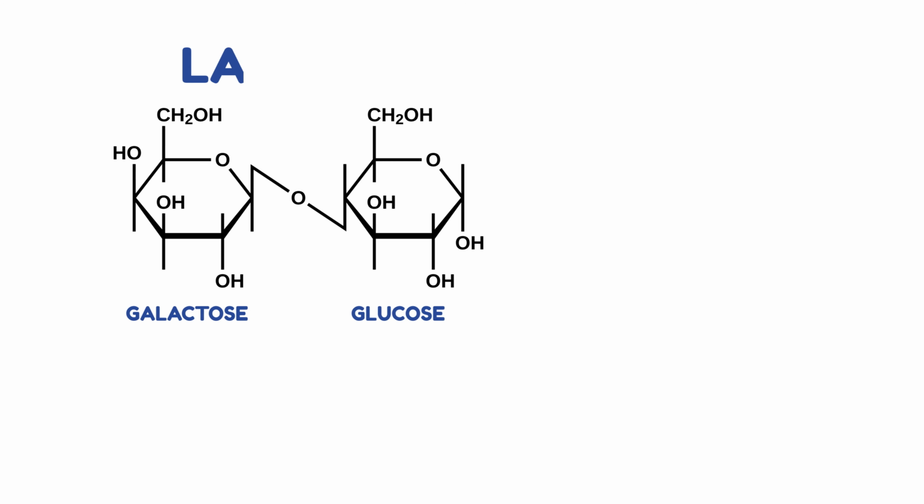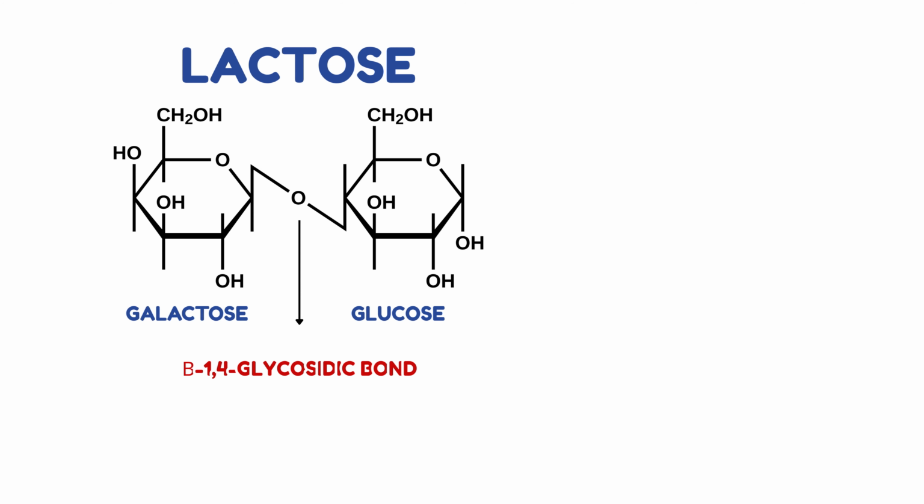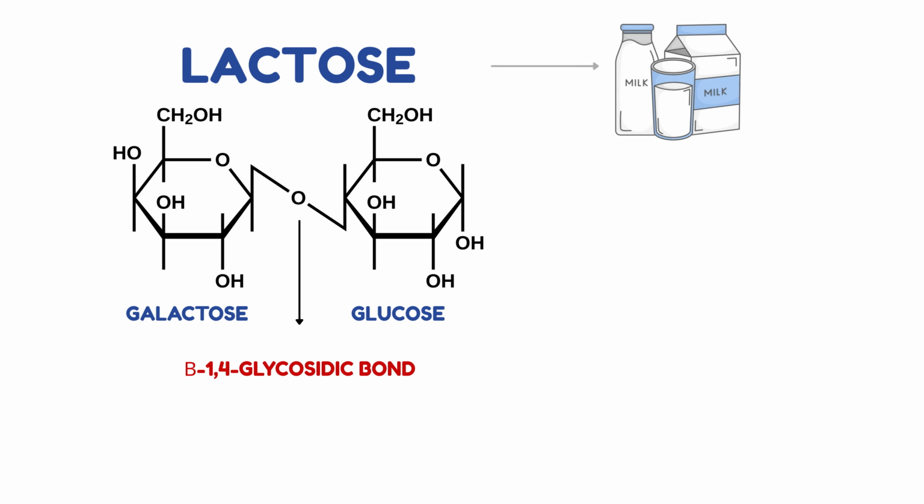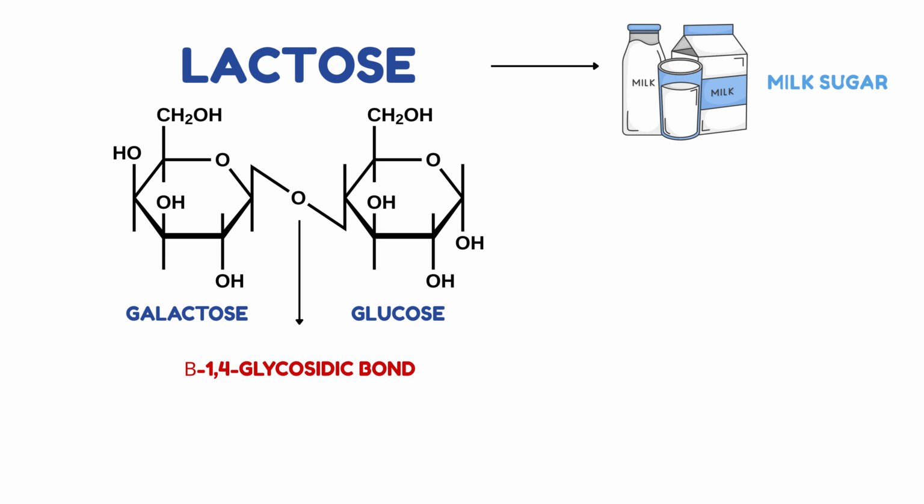I'll be introducing a key carbohydrate found in many of our everyday foods, lactose. Lactose is a type of disaccharide sugar, meaning it's made up of 2 smaller sugar molecules, glucose and galactose. These 2 units are linked by a β1,4 glycosidic bond. Lactose is naturally found in the milk of mammals, which is why it's commonly referred to as milk sugar.